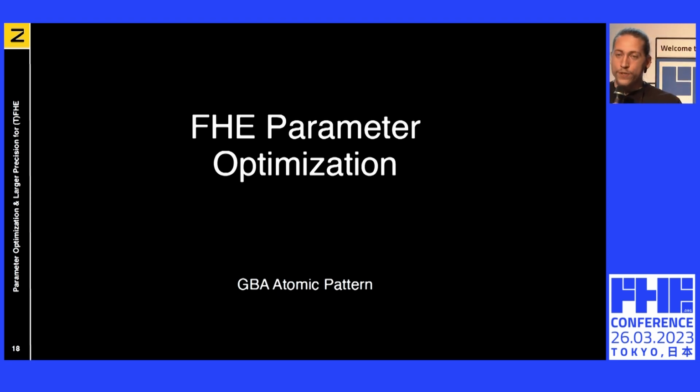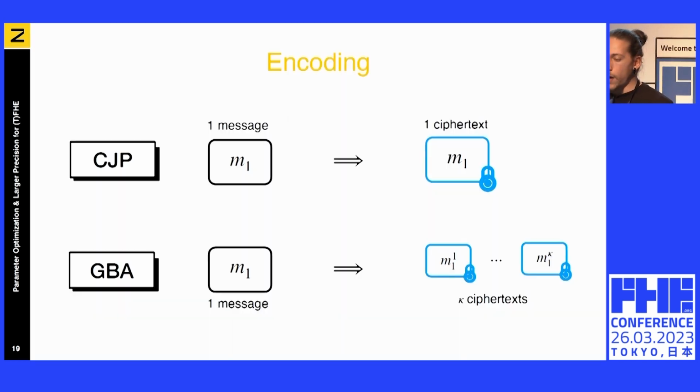So now we already introduced the CGP atomic pattern. Let's look at another atomic pattern and try to compare them. For that, we use an algorithm inside the GBA paper. Just a word on coding. For the CGP atomic pattern, we had 1 message and we encrypted it into 1 ciphertext. For the GBA algorithm, for 1 message, you will have several chunks of data, and so you will have several ciphertexts. So for 1 message, you will have kappa ciphertexts.